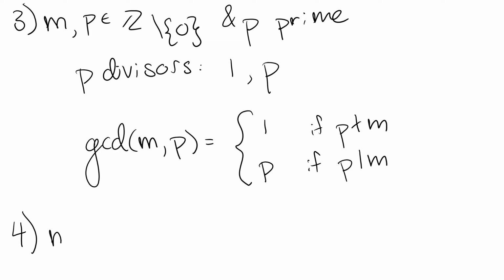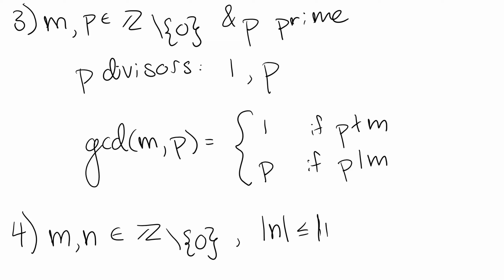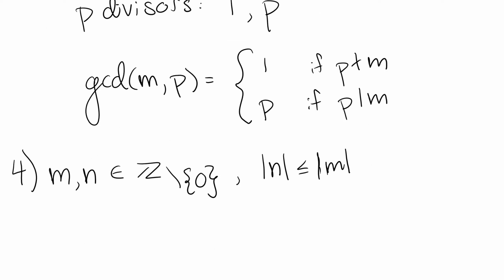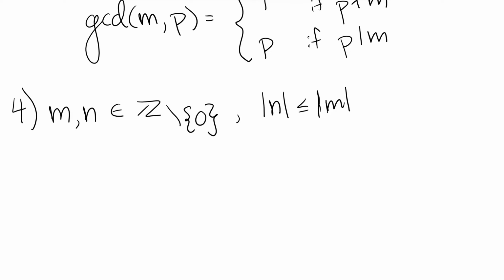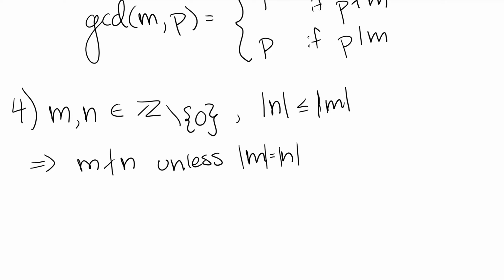Okay, so for number 4, let's return back to just 2 generic integers, non-zero. Let's say that the absolute value of n is less than or equal to the absolute value of m. Because remember, they could be negative, and that doesn't really change anything. Something that we could say is that then m doesn't divide n unless m equals n. If their absolute values equal each other, then of course they divide each other.